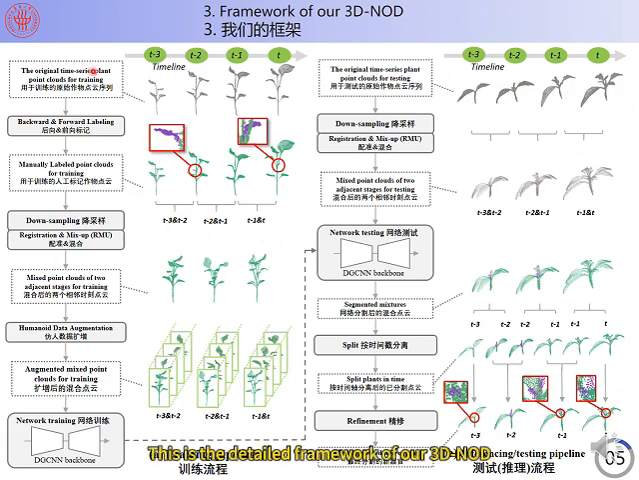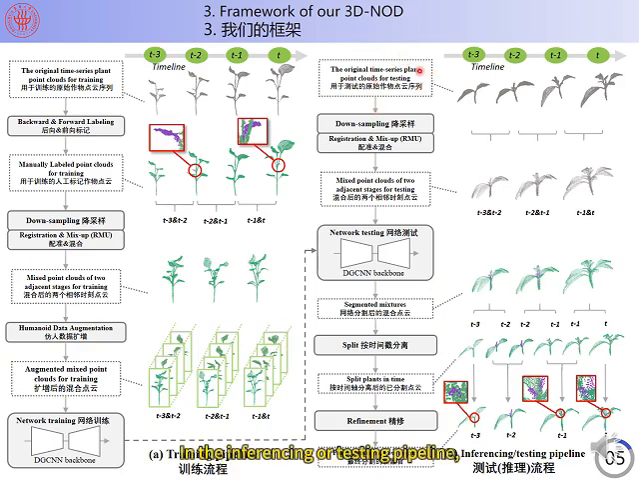This is the detailed framework of our 3D-NOD. It is composed of the training pipeline and the inferencing pipeline. In the training pipeline, the original time series plant point clouds are labeled for training by the backward and forward labeling technique. The labeled point clouds are then downsampled and fed into the registration and mix-up module to generate mixed point clouds of 2 adjacent stages. Then the training data is augmented 10 times by the Humanoid Data Augmentation method, and the modified DGCNN network backbone is used to train these data.